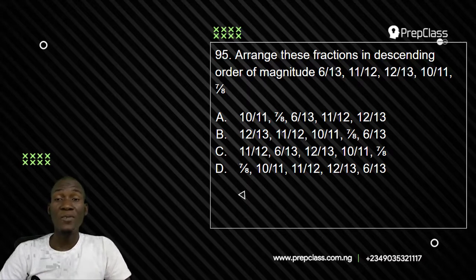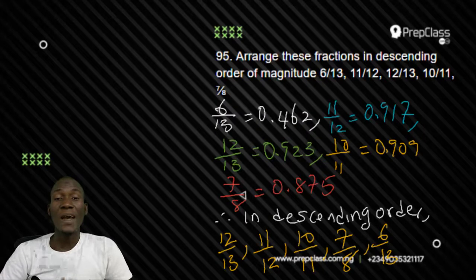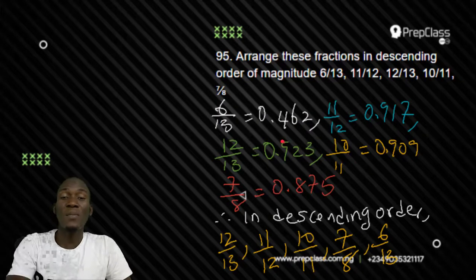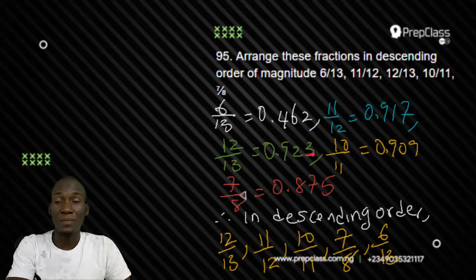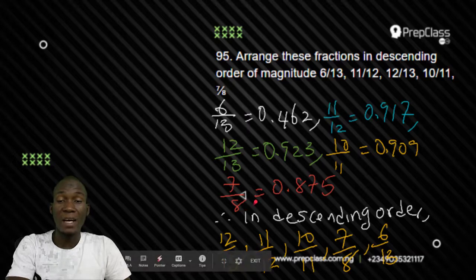Now we need to arrange the fractions in descending order of magnitude. How can we do this? We are going to do this by converting each of these fractions into decimals. So we are going to say 6 divided by 13, that will give you 0.462. 11 divided by 12, that will give you 0.917. 12 divided by 13, that will give you 0.923. 10 divided by 11, that will give us 0.909. 7 divided by 8, that will give us 0.875.